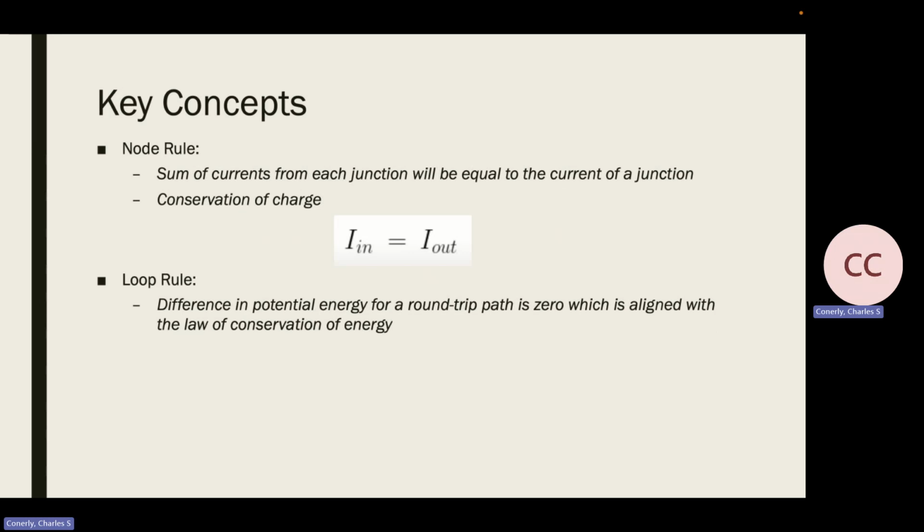First, let's talk about some key concepts. First, there's the node rule: the sum of currents into a junction will be equal to the sum of currents out of the junction. This follows the conservation of charge, I in equals I out. We're also going to be looking at the loop rule, where the change in potential for a round-trip path is zero, which is aligned with the conservation of energy.